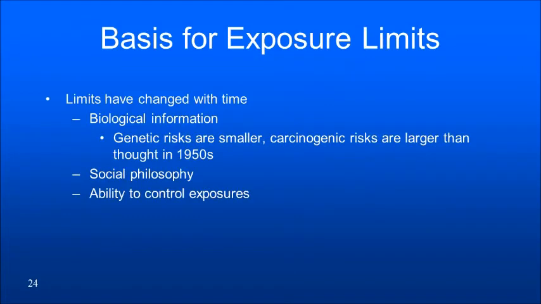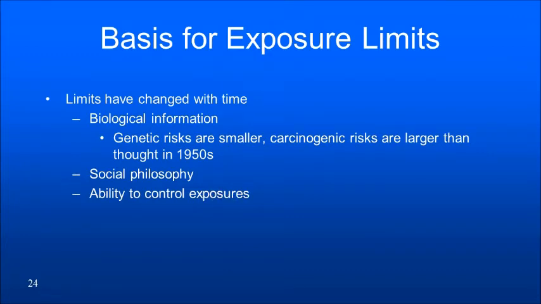Let us look at the basis for exposure limits. ICRP has clearly said there are exposure limits and no one should at any cost exceed the exposure limit. But how did these exposure limits evolve with time? They have changed with time. ICRP has been changing the exposure limits depending on the biological information available, on social philosophy, and on the ability to control the exposure. So these are the three reasons for which they keep changing their dose limits.